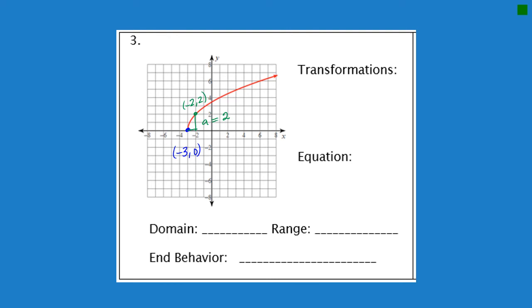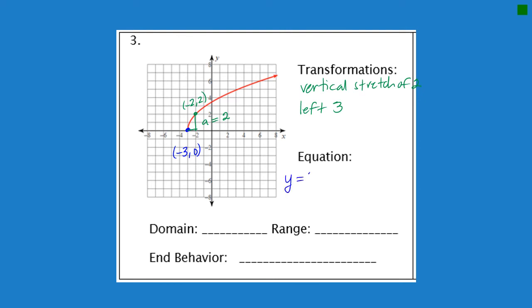So I would have that it is a vertical stretch because my a value is 2, which is bigger than 1. It also shifted left 3. And that's it. It's not being reflected, and I don't have a vertical shift because my start point has a y value of 0. So the equation is going to look like this.